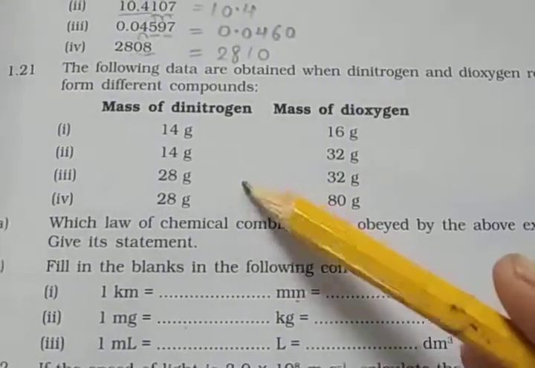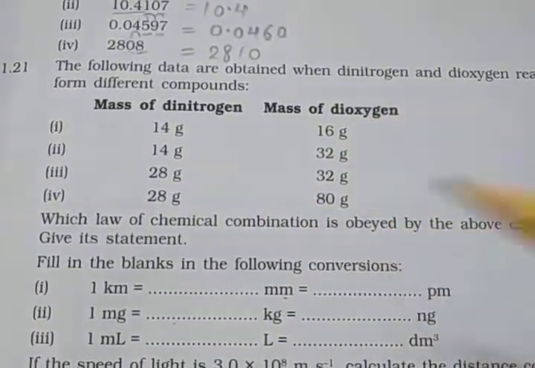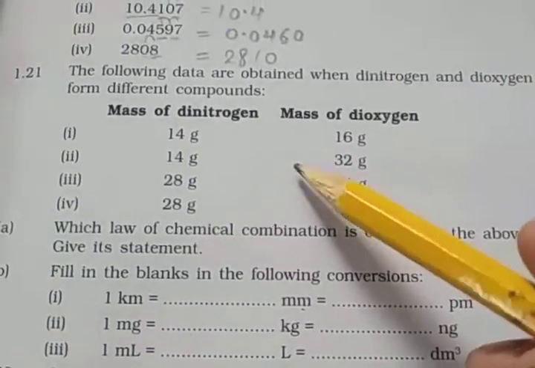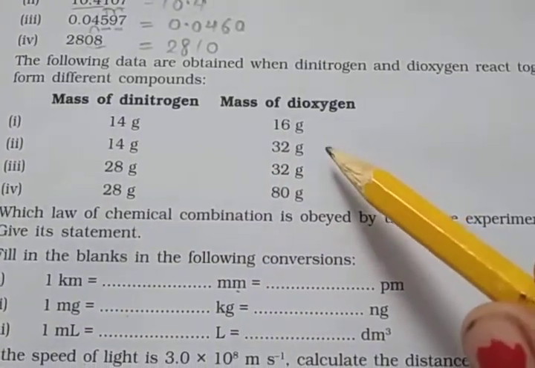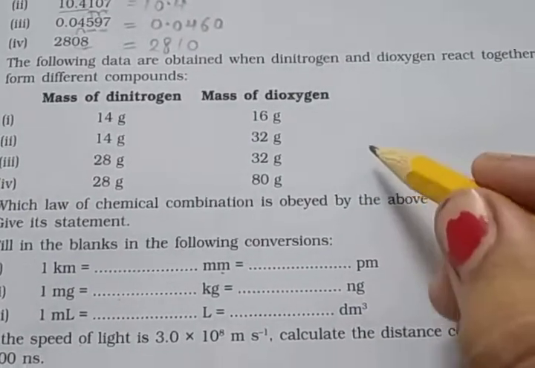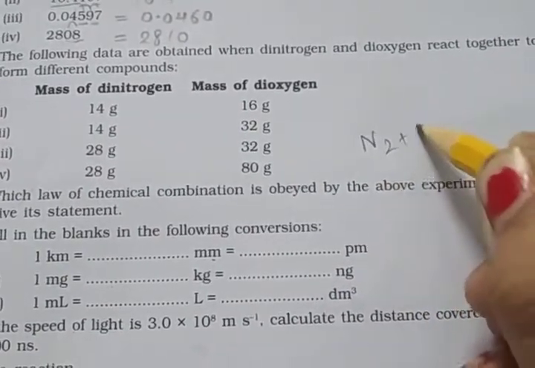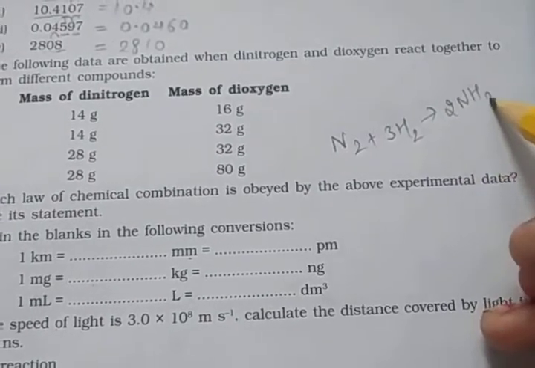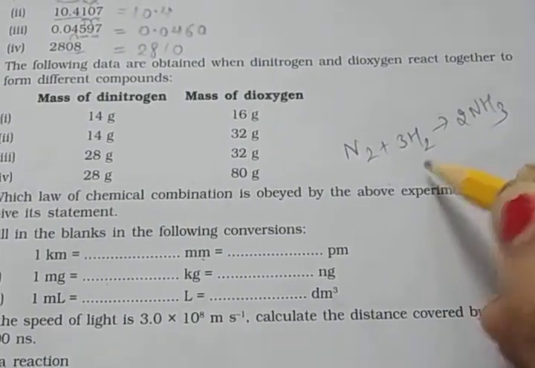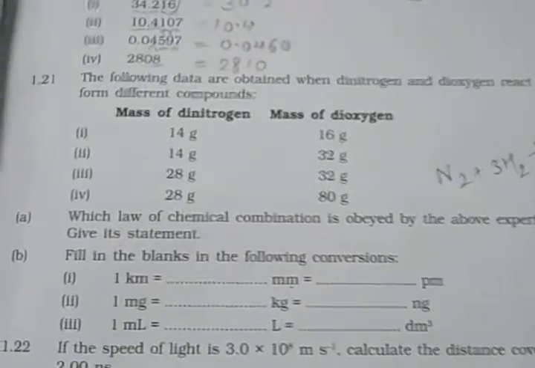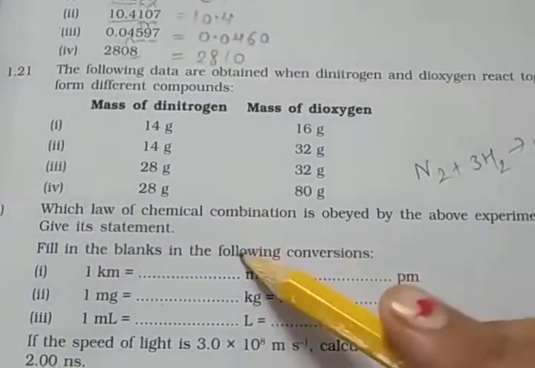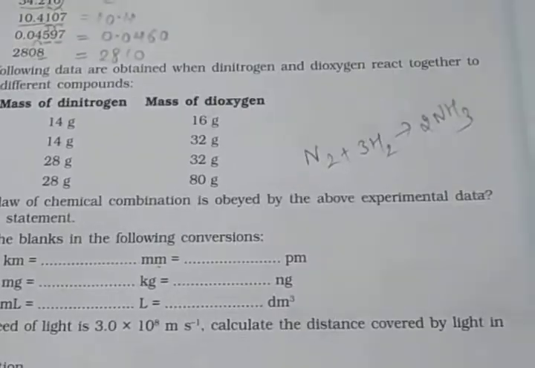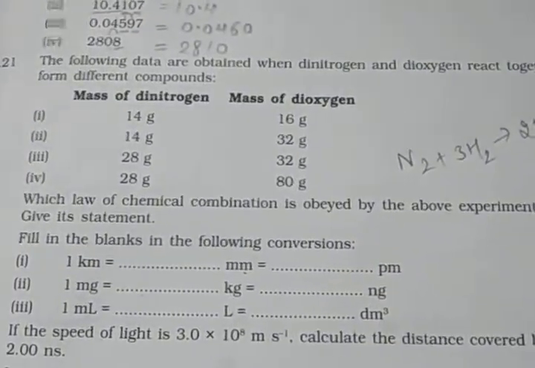So the mass of the dinitrogen is given and the mass of the dioxygen is given. You already know about N2 plus 3H2 converting into 2NH3: nitrogen combined with hydrogen, so ammonia is formed. Question A: which law of chemical combination is obeyed by the above experimental data, and give its statement?